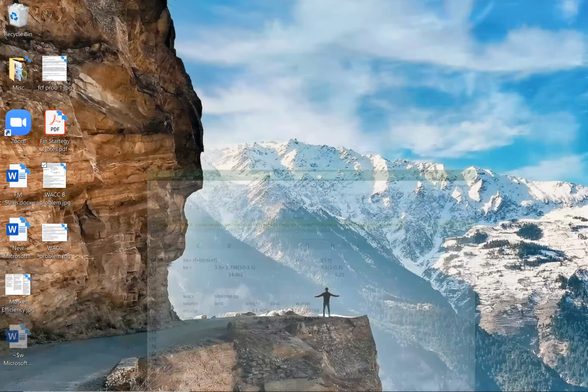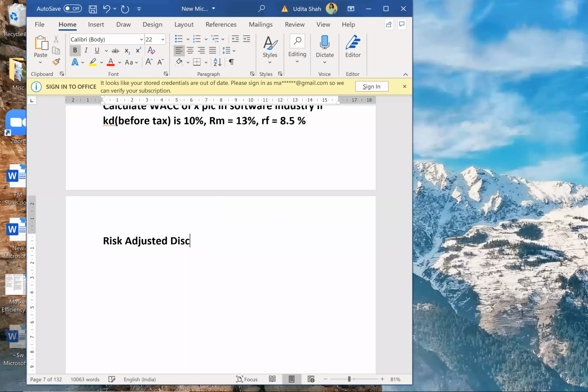It's there in your syllabus as a separate topic. So risk adjusted discounting rate, that is your RADR. Very easy. So you don't need to worry about this. You don't need to actually calculate the beta for this like above. In the above statement, what we did, we actually calculated the new beta. Here you don't need to do that.